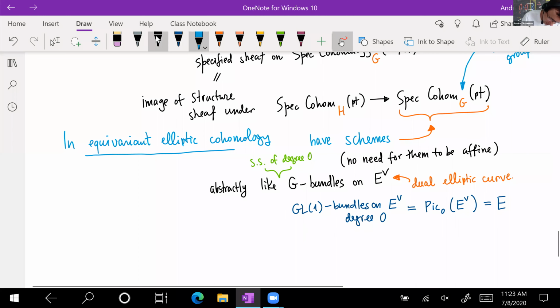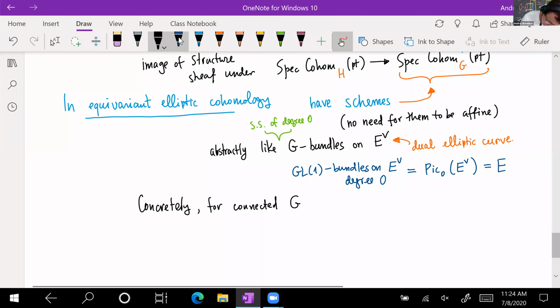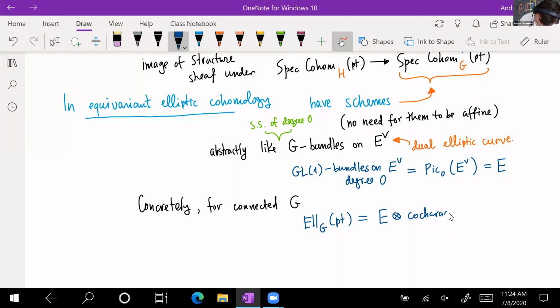But concretely, if G is a compact connected group, the elliptic homology of G of a point is just: you take the elliptic curve, tensor it with the co-character lattice of your group G, and you mod out by the Weyl group.